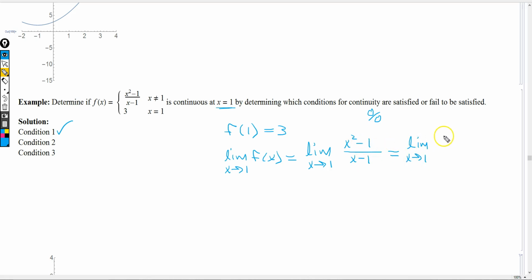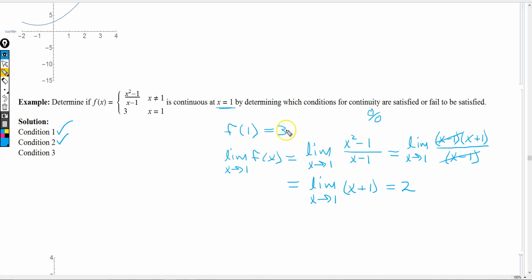Notice we can factor the top as x minus 1. So this equals the limit. And that, of course, is 2. I can just plug the 1 in for the x now. Okay, so the limit does exist, so condition 2 is satisfied.